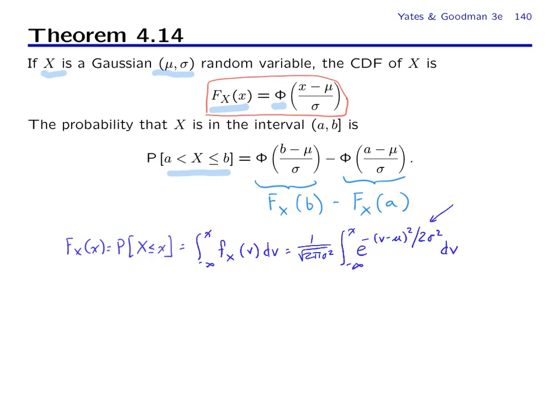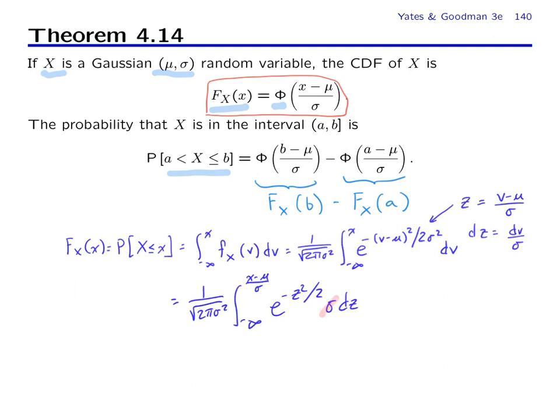The next step is to make the variable substitution z equals v minus mu over sigma. And this gives us 1 over square root 2 pi sigma squared, integral from minus infinity to x minus mu over sigma of e to the minus z squared over 2, and dv dz is equal to dv over sigma times sigma dz.